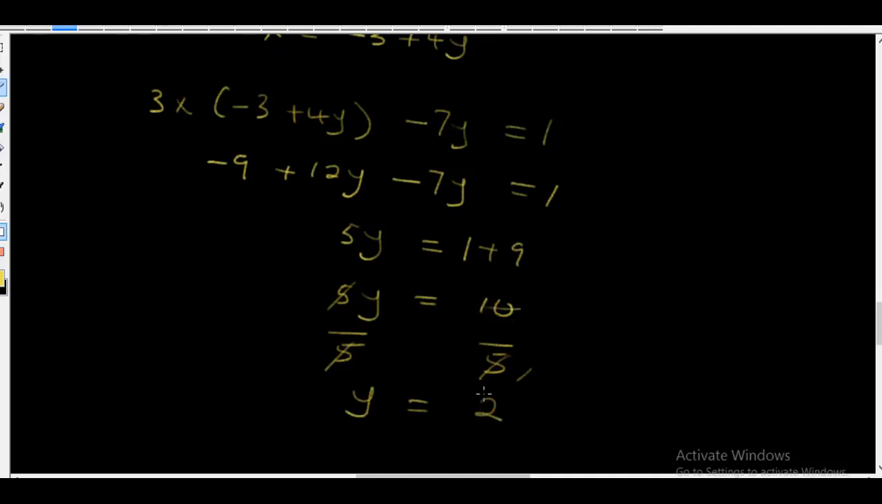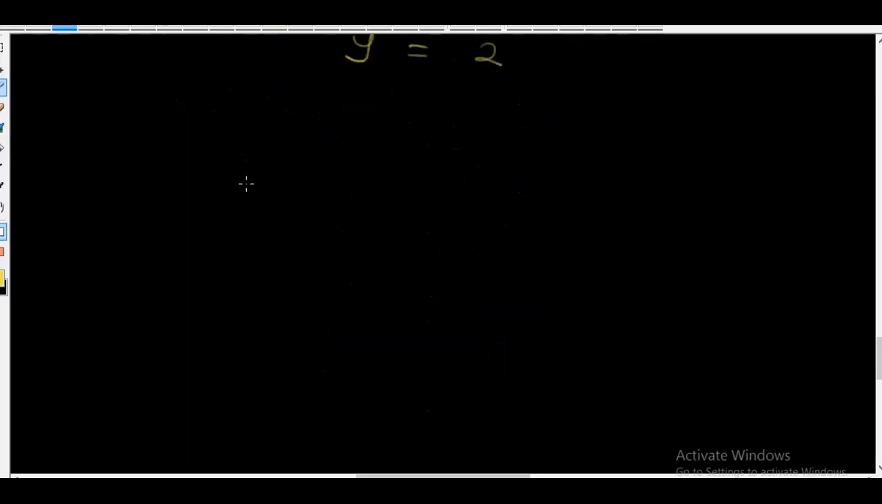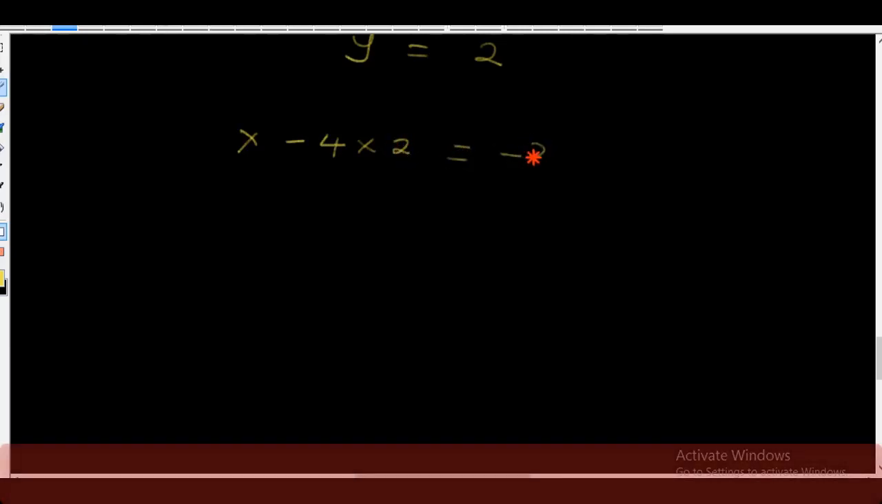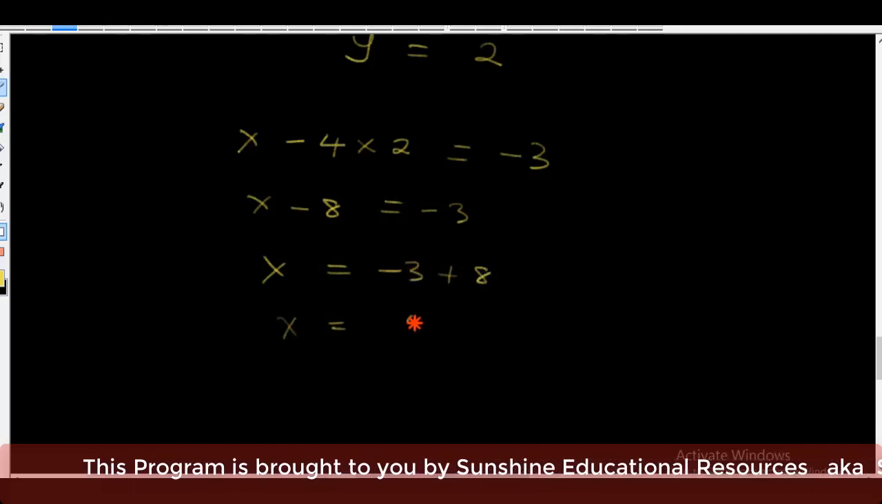Now we're going to substitute for y in equation 2. So x minus 4 times, instead of writing y, we're going to write 2, is equal to minus 3. So x minus 8 is equal to minus 3. So x is equal to minus 3 plus 8. x therefore is equal to 5.